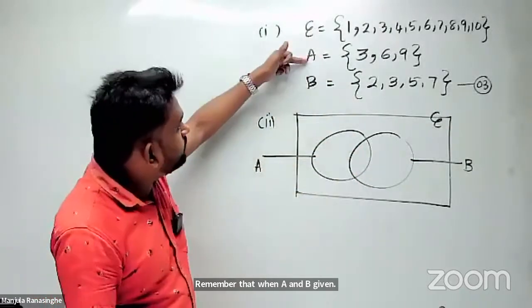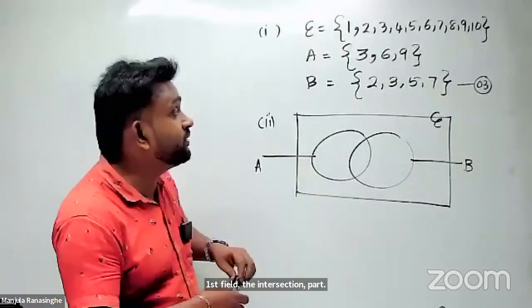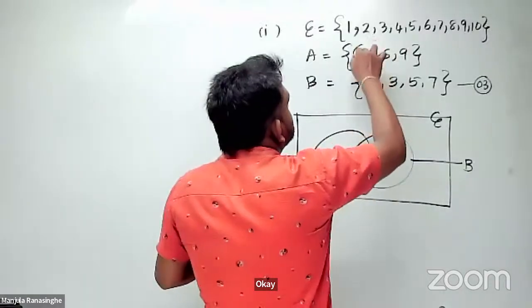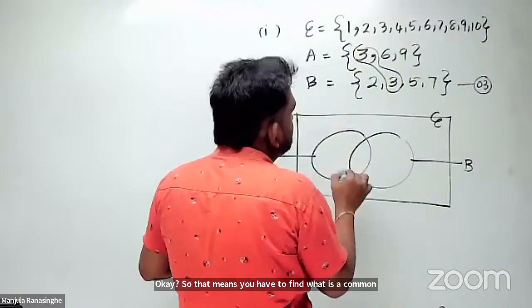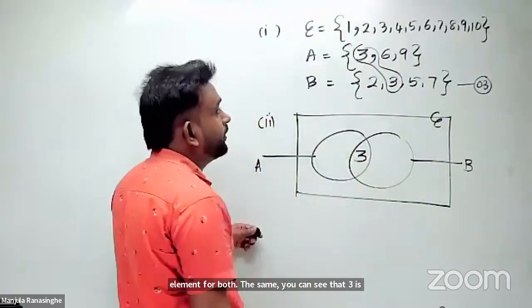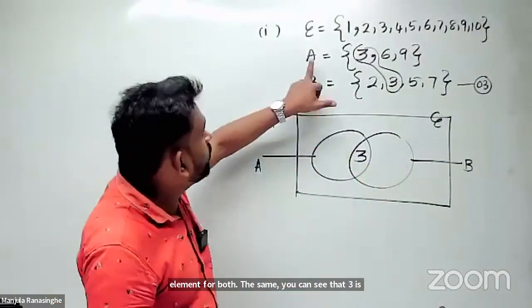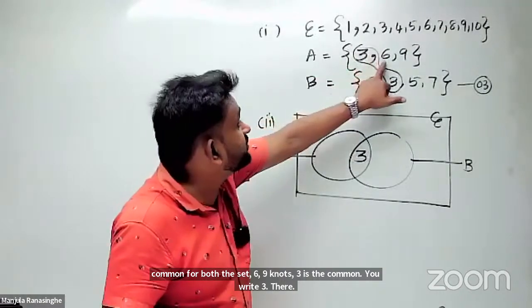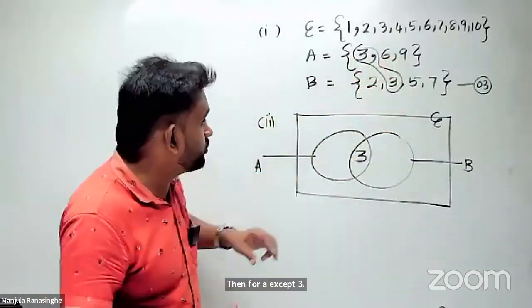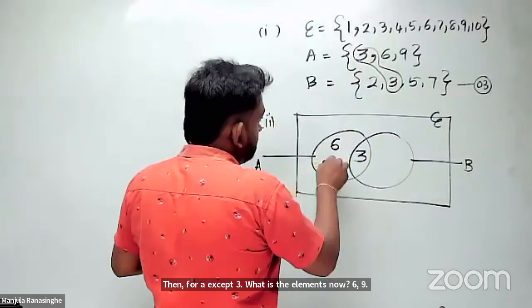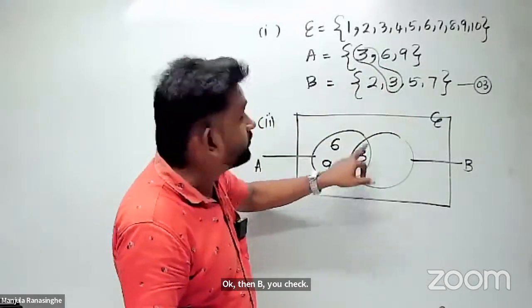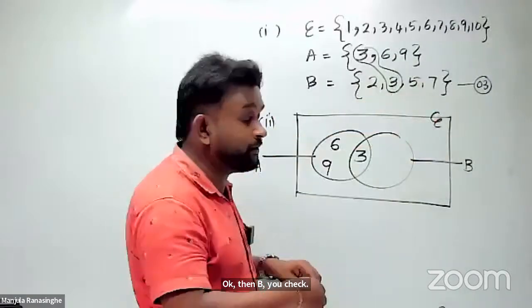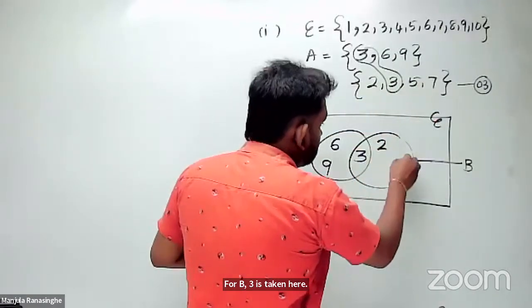Okay, so that means you have to find what is the common element for both the sets. You can see that 3 is common for both the sets. 6, 9, not, 3 is the common. You write 3 there. Then for A except 3, what are the elements now? 6, 9. So you put 6, 9 there. Okay, then B you check. For B, 3 is taken here. Except that, 2, 5, 7 there. So you put 2, 5, 7 here.